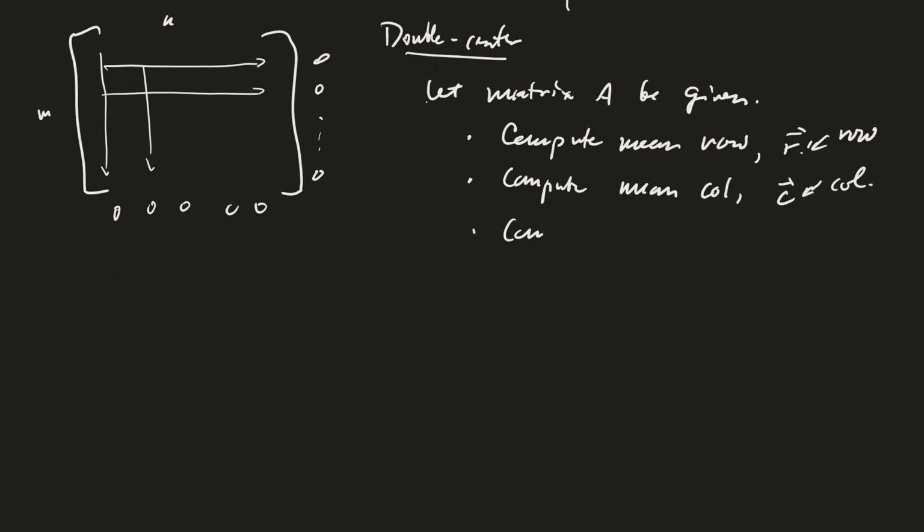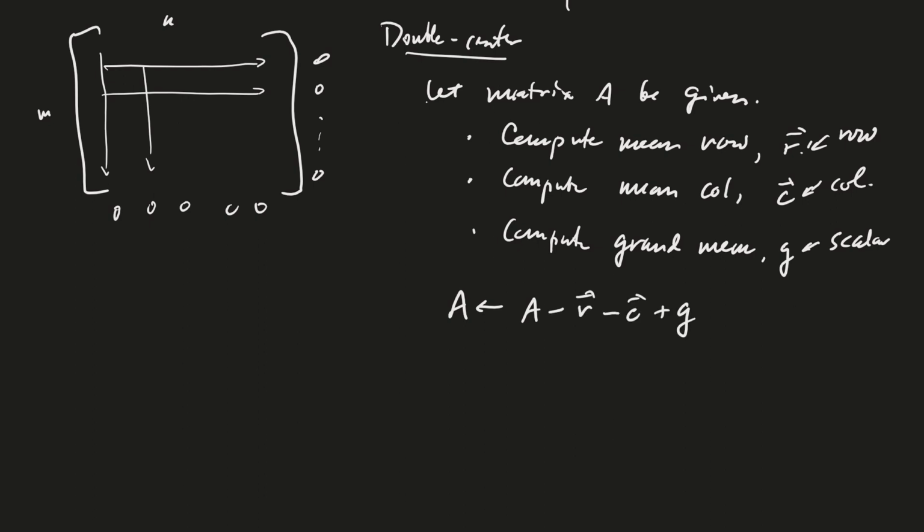And then we'll compute the grand mean G. That is a scalar. Okay, and then we'll take our matrix A and we'll subtract. I'm going to use an arrow so that indicates what we're doing here. We're going to take A minus the row minus the column, and then we're going to add in the grand mean. Now this notation would not be defined in linear algebra, right?